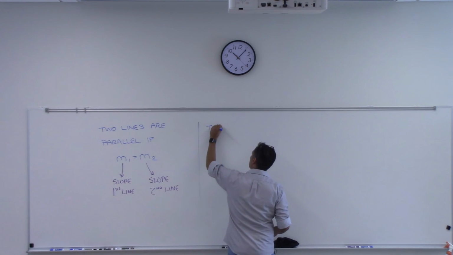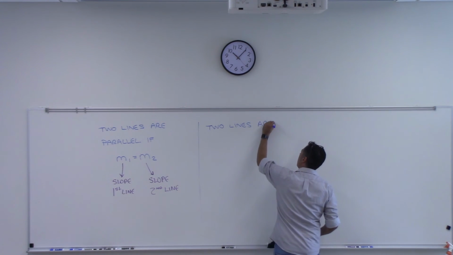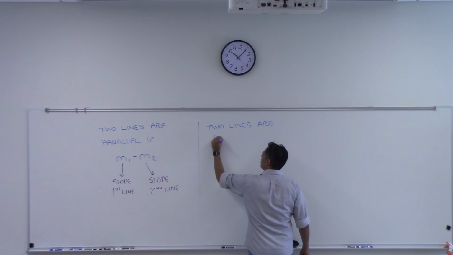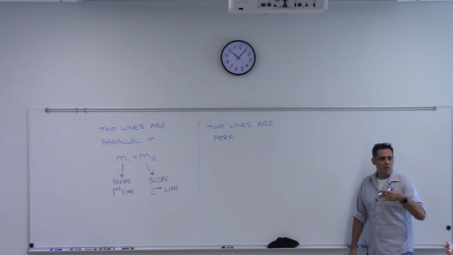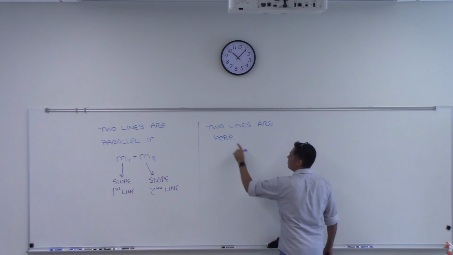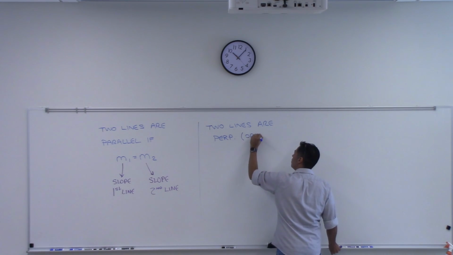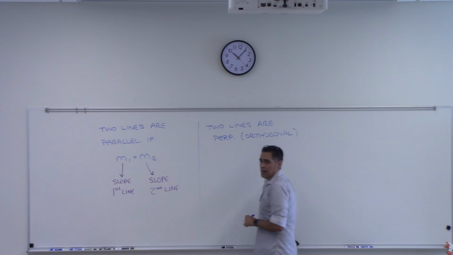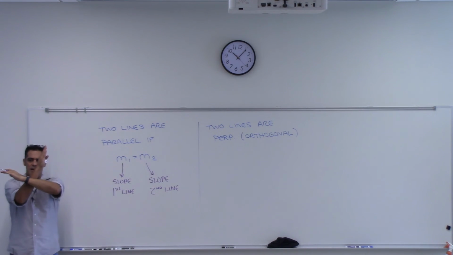Two lines are perpendicular. You've all heard the word perpendicular before, right? Okay, so perpendicular, I'm just going to put perp here. That's the word we use until we get to calculus. And then once we get to calculus, we'll interchange it with another word. It's called orthogonal. It's a different word, means the same thing. Okay, two lines are orthogonal. That means they hit at a 90-degree angle. It looks like a perfect cross, right?